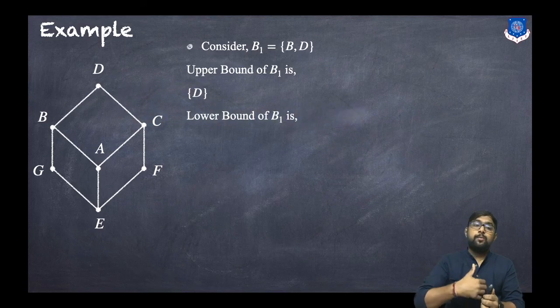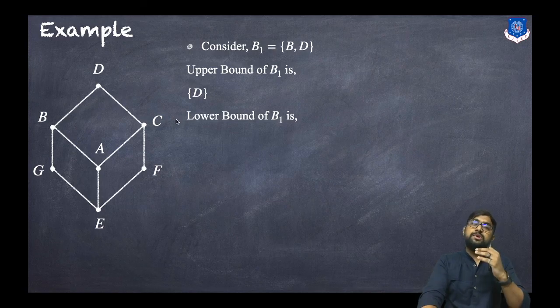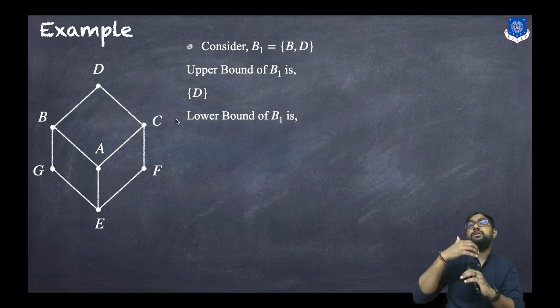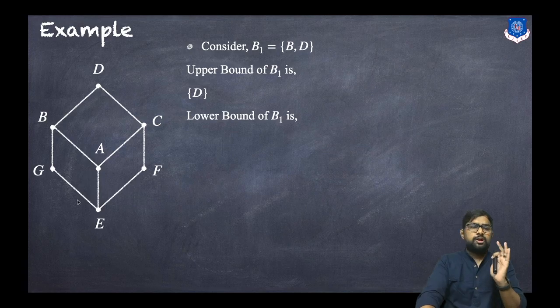Now for lower bound there has to be a relation from lower points to the given set. Fine. So what are the lower points first? E, G, A, F. Okay, so can we go from G to B and G to D? Yes, so G will be the lower bound. Now for E, we can go from E to B and we can go from E to D, so E will be a lower bound.